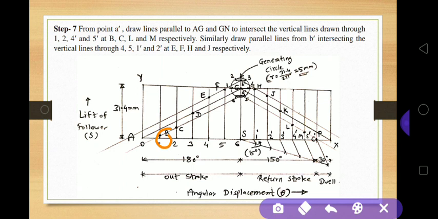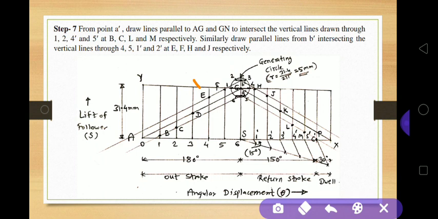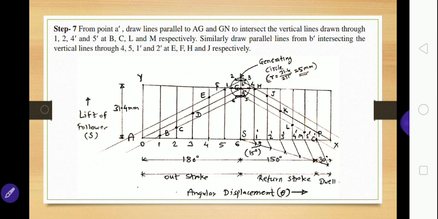B point. Wherever this vertical second line cuts this horizontal line, this point we have given the name C point. Wherever this vertical line cuts this AG line, there we have given D point. Similarly, wherever this line parallel to AG passing through B dash point, there we have given the names point E and point F. So these are the points on the outstroke side. Similarly, on the return stroke side also, represent the points H, J, K, L and M. These are the points towards the return stroke side.